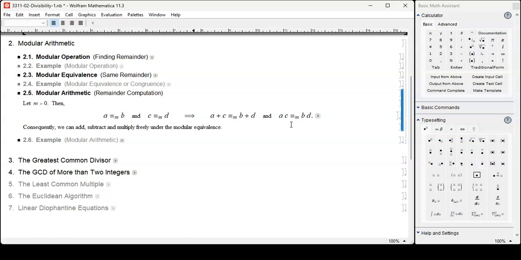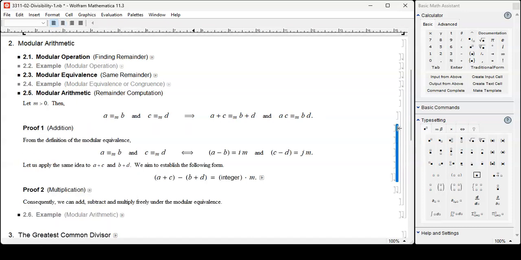If you add the same thing to both left-hand side and right-hand side, the equality is preserved. That's the same thing you're seeing here, as far as we have congruence modulo m, and m is not changing.